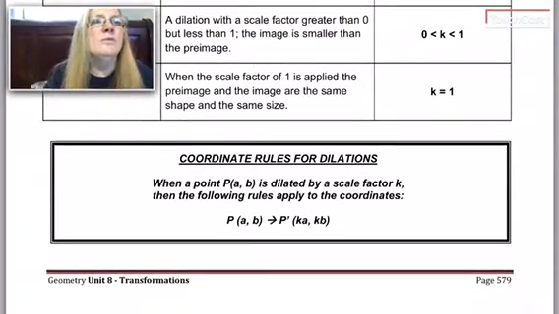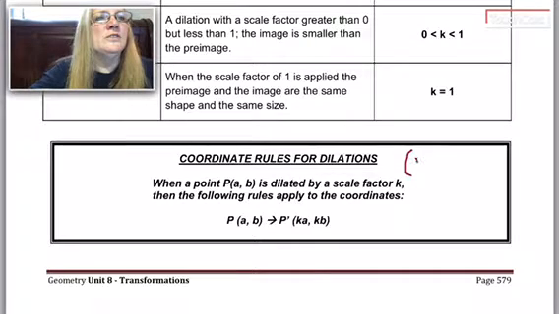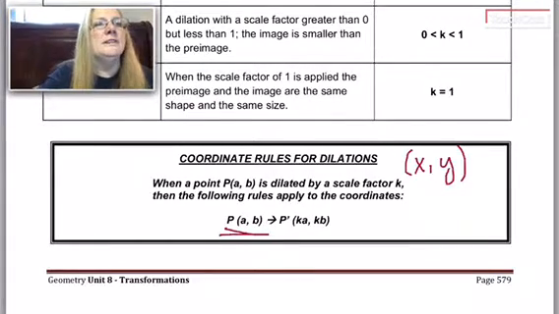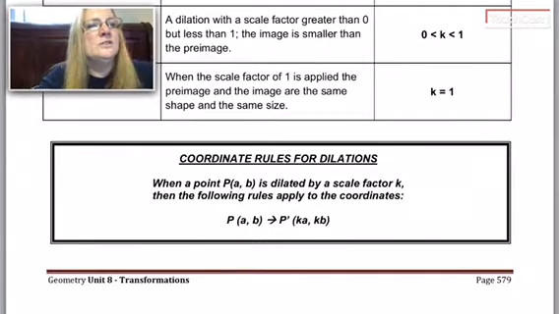All right, so the coordinate rules for dilations, it's really pretty easy. When we're talking about a coordinate, we're usually thinking of an XY point. They use the AB. But all you do is you take the scale factor and you multiply it by each point, X and Y, or A and B. So let's do an example.